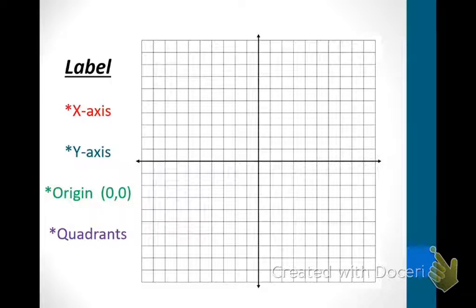The first thing we're going to label today, I want us to talk about the x-axis. The x-axis is the line that basically cuts the paper in half from left to right. So I want you to pull out your red pen, and we're going to label this. This is the x-axis.